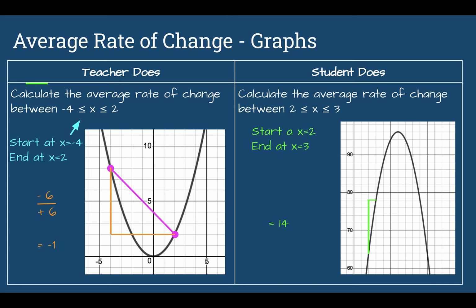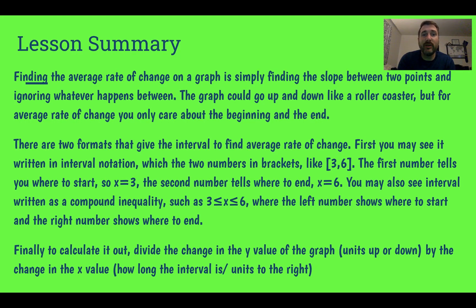If you said the answer was 7 because it went up 14 and over 2, you have a good argument. Here I'm going to say that it went up 14 and over 1. So my answer would be 14. Okay, again, you're just figuring out how much did it go up or down and dividing that by how many squares over. In this lesson, we learned about the average rate of change from graphs.